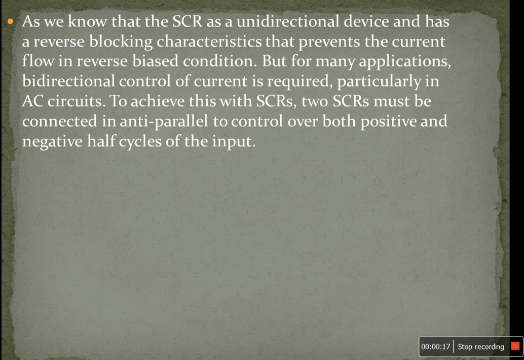As we know, the SCR is a unidirectional device and has a reverse blocking characteristic that prevents current flow in the reverse biased condition. That means it will block the current flow in reverse blocking mode. The SCR has three modes of operation: forward blocking, reverse blocking and forward conducting mode.